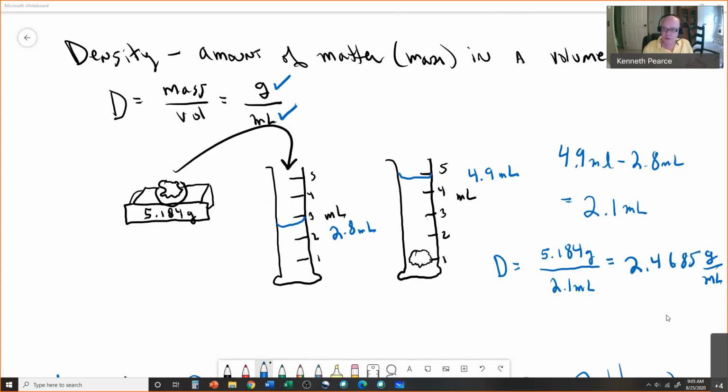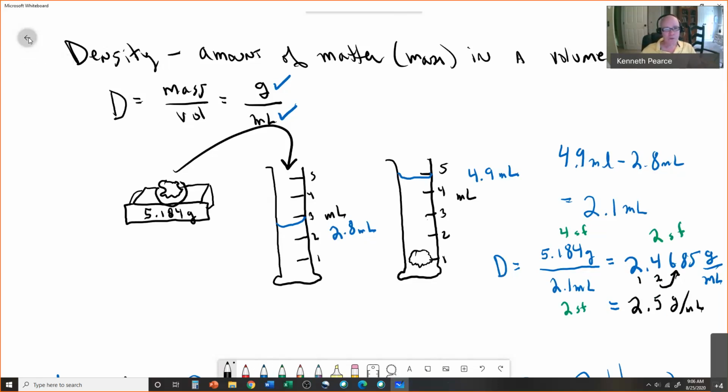The last thing we have to do, of course, for any calculator answer that we calculate, is significant figures. The 5.184 has 4 significant figures. The 2.1 has 2 significant figures. We always go by the least number of significant figures when we're multiplying and dividing. So we need our answer to be 2 SF. We count across, 1, 2. We look one more over for rounding, and that's 6, which is 5 or greater, so the 4 rounds to a 5. We end up with 2.5 grams per milliliter, and that's our density. Keep in mind, you definitely want to have the proper significant figures in any answer that you do.